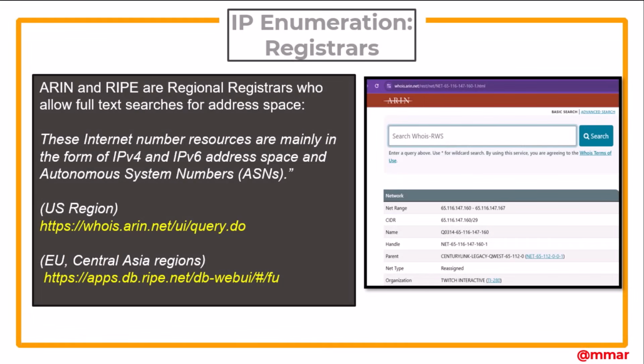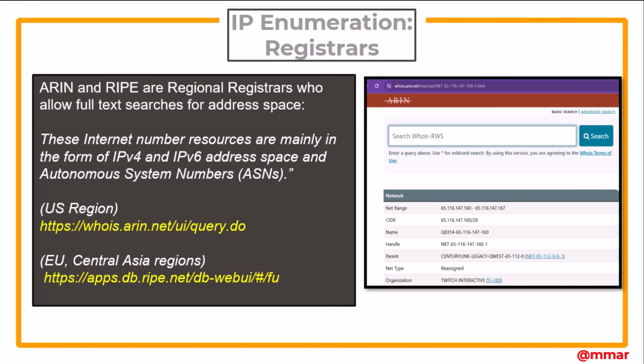Before we start scanning, it's good to know about the regional internet registries, or RIRs. Organizations like ARIN in North America and RIPE in Europe are responsible for allocating these IP address blocks and ASNs. Their databases are the source of truth for who owns what on the internet. We can use their whois search functions to get detailed information on any IP range we find.